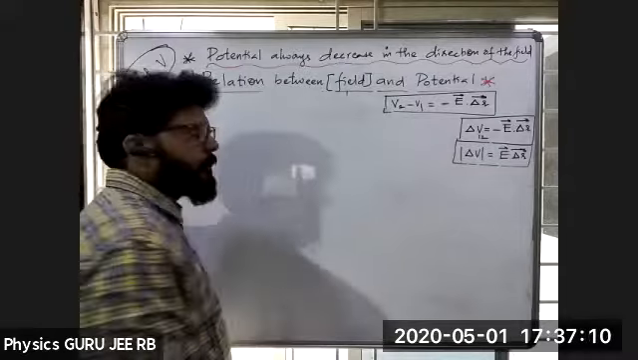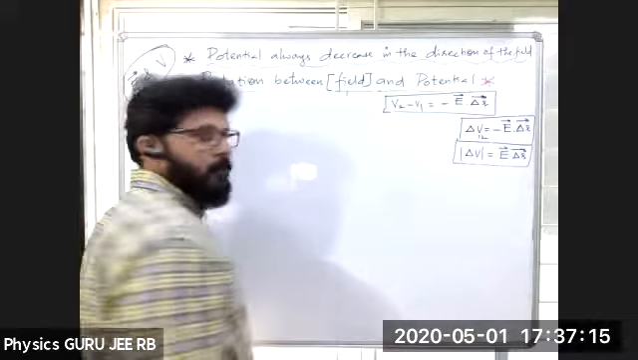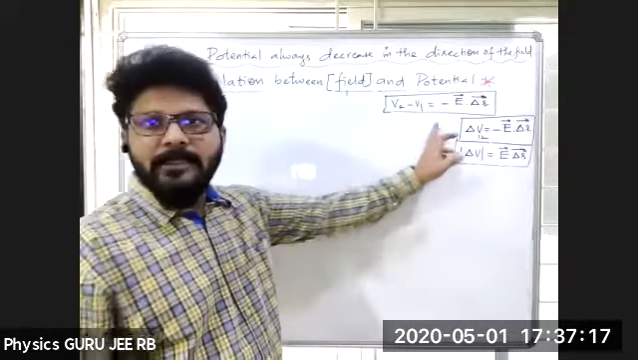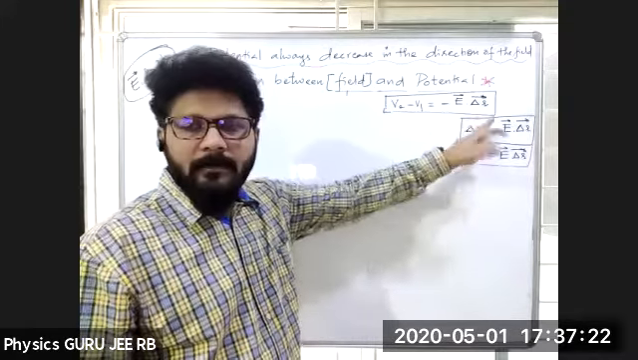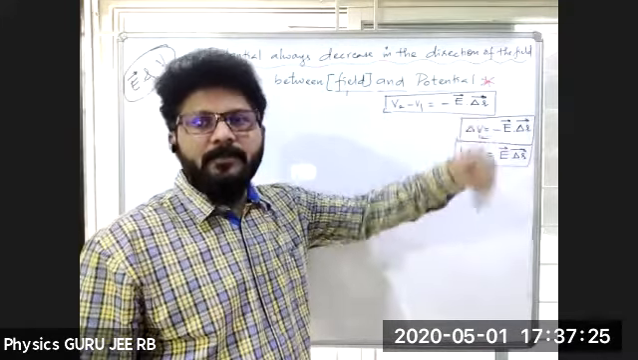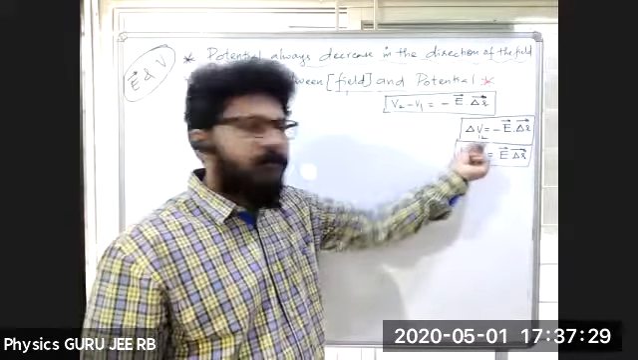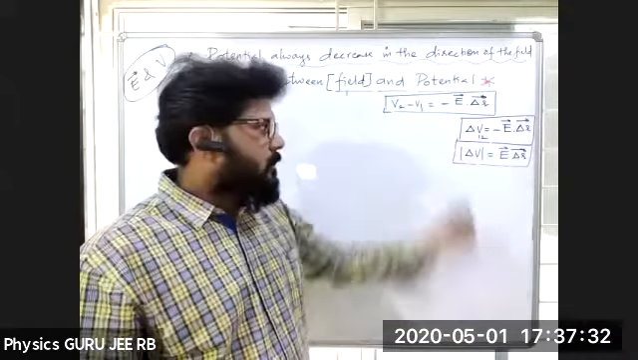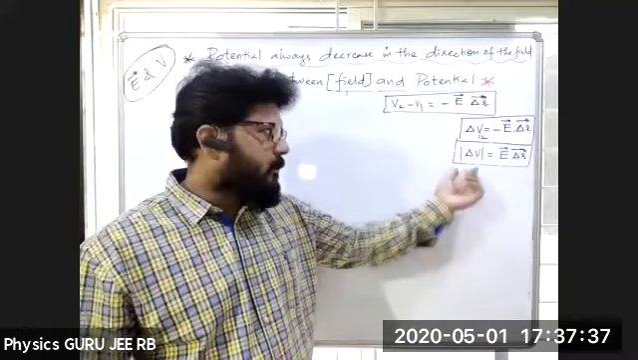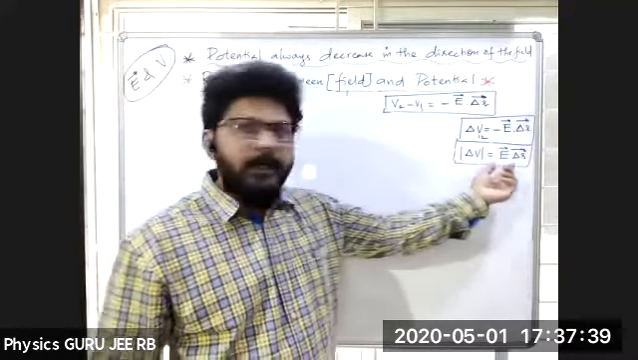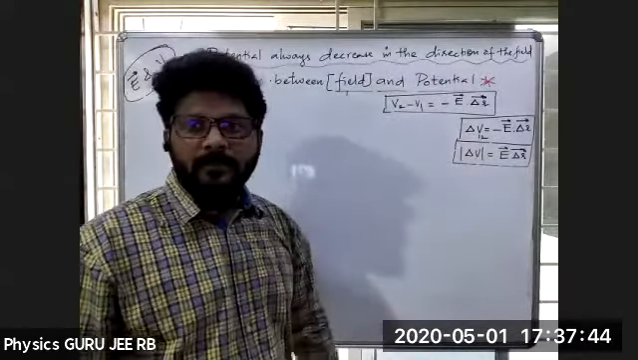We'll continue from here. So to start the problems, formulas 1, 2, 3: V2 minus V1 is equal to minus E into delta R. Delta R is nothing but the distance from the first point to the second point. This can also be written as delta V from 1 to 2, because we are moving the charge from 1 to 2, is negative of E into delta R, or simply you can take the magnitude and decide the negative sign with respect to this. Potential always decreases in the direction of the field.